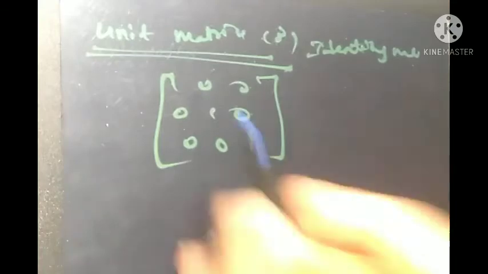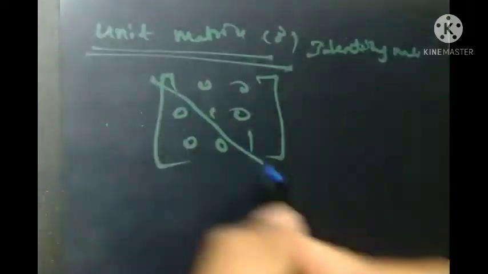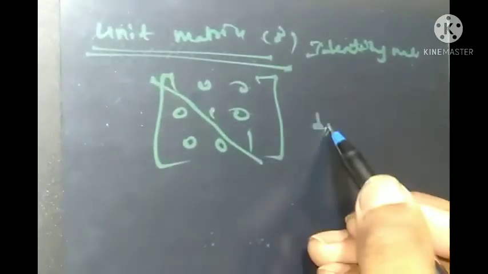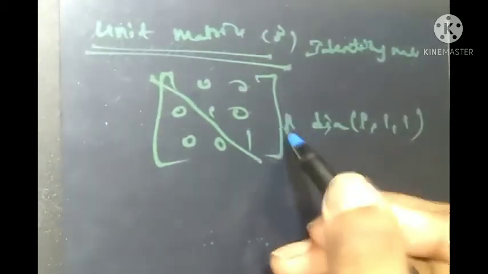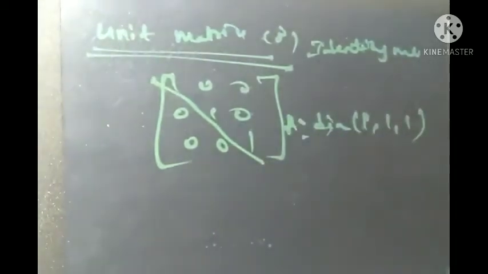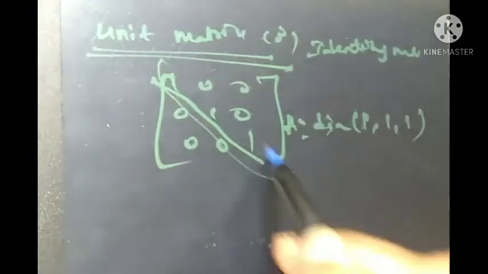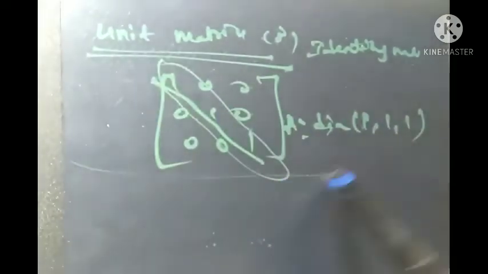That means all the diagonal elements are 1, 1, 1 only. That means the diagonal of this is 1, 1, 1. A is equal to diag(1, 1, 1). If all the diagonal elements are 1, then this type of matrix we call an identity matrix or unit matrix. This matrix we also call a scalar matrix. This matrix is also called a diagonal matrix.